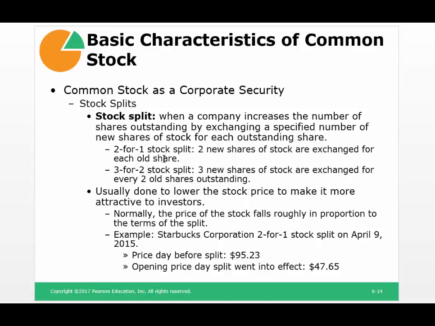Typically, the reason for doing this is to get the price to a place that's more attractive for investors. It's more affordable. As you see here in the example for Starbucks, they did a 2-for-1 split. The stock was selling for $95, and then the day after the split, it was selling for roughly $47, about half of what it was the day prior to the split. So this is kind of a marketing game, a way to get the stock to a place where more people can be interested in buying it.